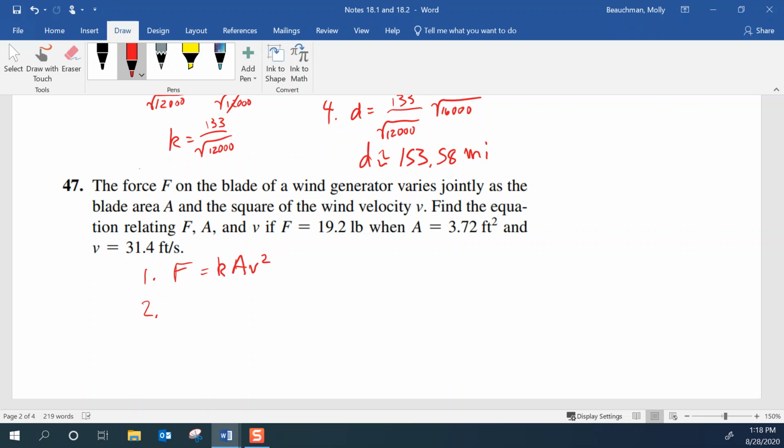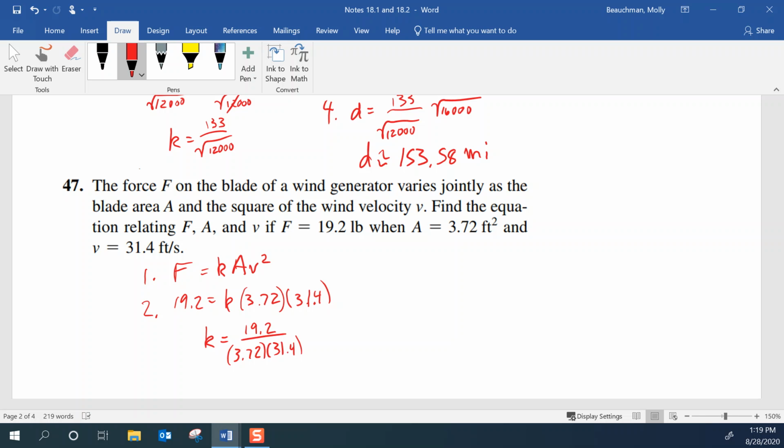Step 2, we're going to be given some information. It says F is equal to 19.2 pounds when A is 3.72 and V is 31.4. So to find K, we're going to take 19.2 and divide both sides by our product. K is going to equal 19.2 divided by 3.72 times 31.4.